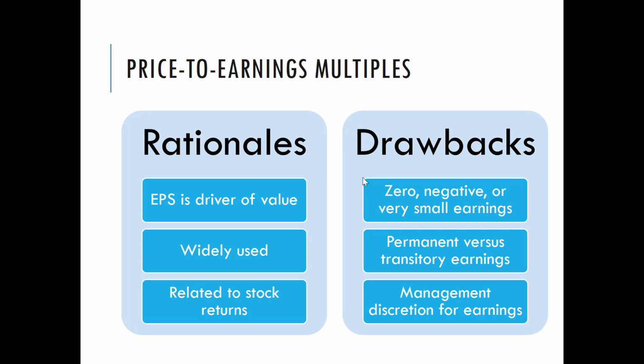The real drawback with this is when you have negative or very small earnings. When you have zero, negative, or very small earnings, you can't use a price to earnings multiple. When you have a lot of items that might be transitory, you're going to have issues because a price to earnings multiple generally looks at one year's earnings. If that year's earnings is completely out of whack because you have a bunch of one-off items, you're going to have issues trying to separate out the transitory components from the rest of the earnings number. And finally, it is using accounting information, so there will be issues around management discretion.